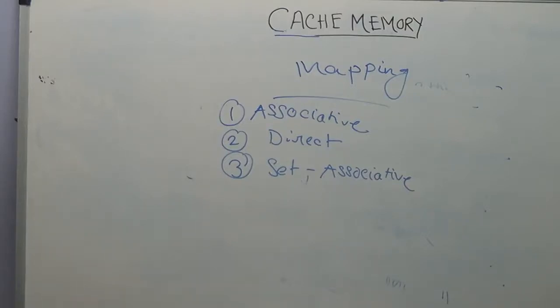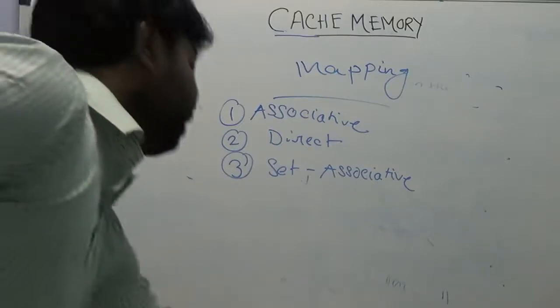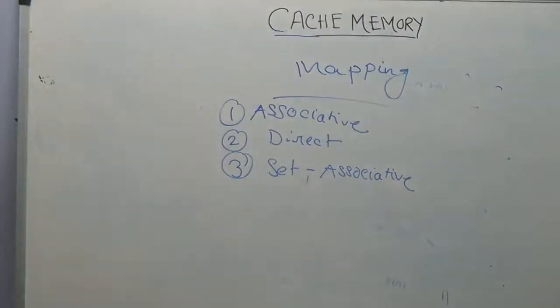Next, what is the advantage? The advantage of associative memory is it is very easy to implement and it works very fast. And what is the disadvantage? The disadvantage is that it is very expensive because of additional storage of address with the data in cache. Here we have to store 16 plus 8 bit, that makes 24 bit for 8 bit of data. So this is the disadvantage of associative mapping.